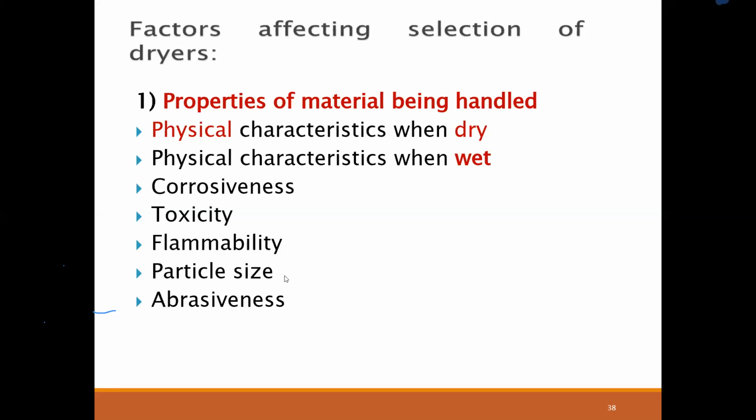Then particle size. If the particle size is very fine, the surface area increases, and if you apply heat to that solid material, it can dry in a very short period. Then abrasiveness: the particles are very crystalline in nature, the internal structure of the solid is not uniform, and the particles are of irregular size, and that is called an abrasive type of material.